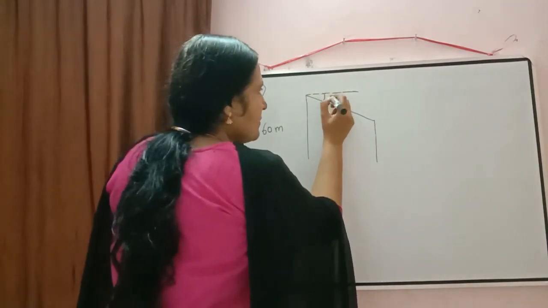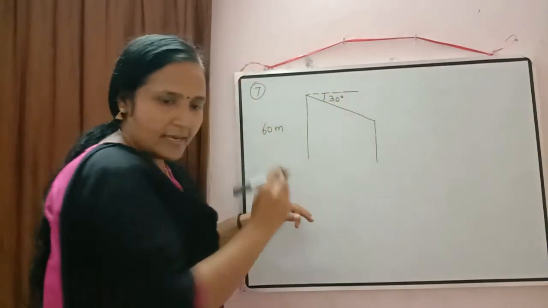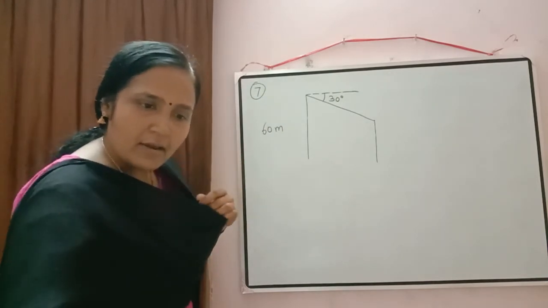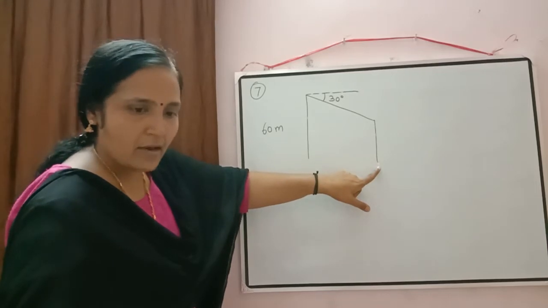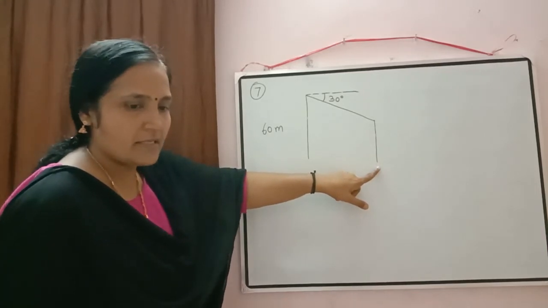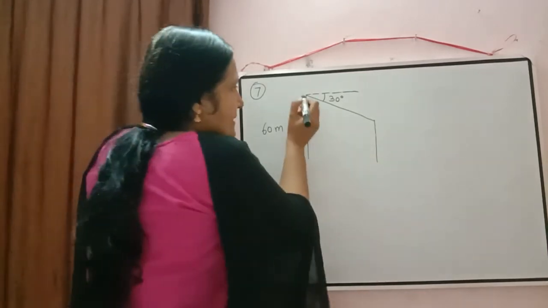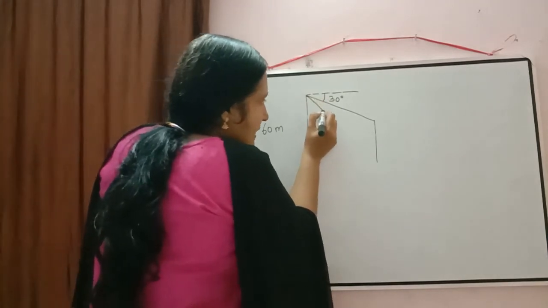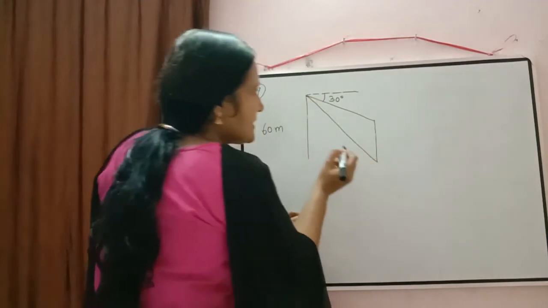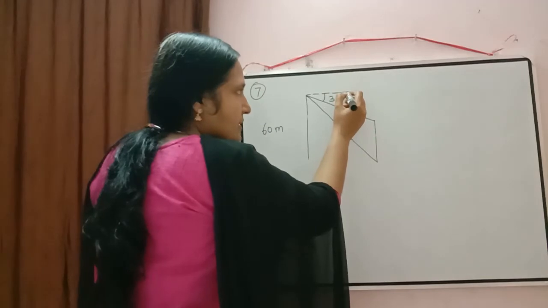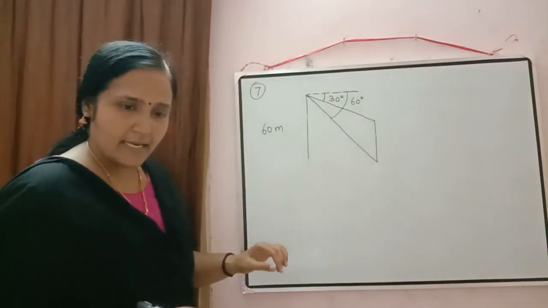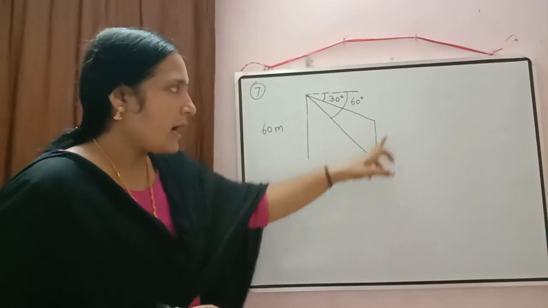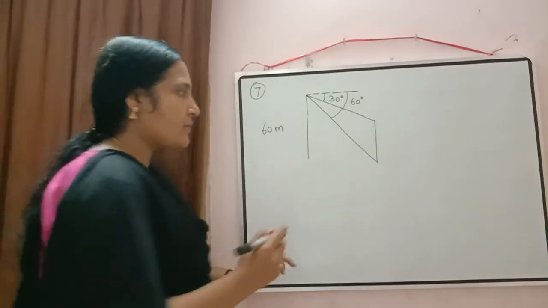30 degree. It is observed to be 30 degree, and the angle of depression of the bottom of the tower, this one, is found to be 60 degree. So here this angle is found to be 60 degree. So again, the angle of depression with the horizontal line, this angle, is given 60 degree. What we have to calculate? The height of the tower we have to calculate.